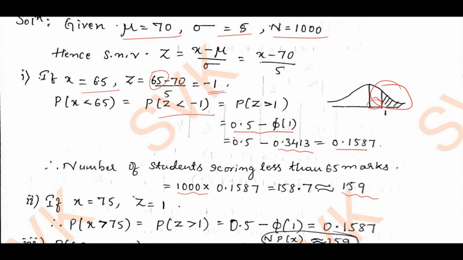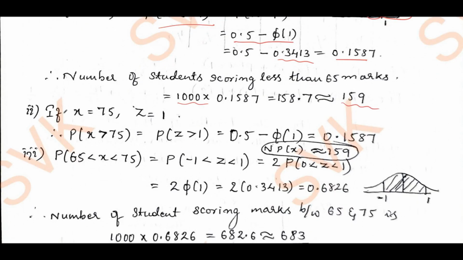So it is similar to what we did in question paper 1. Next we are going to find, if x equal to 75, z equal to 1 we are going to get. So the probability of z greater than 1 will be equal to 0.5 minus phi of 1, which is nothing but the same answer you are going to get.